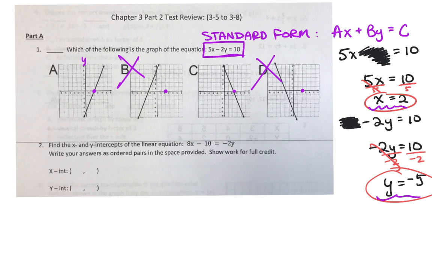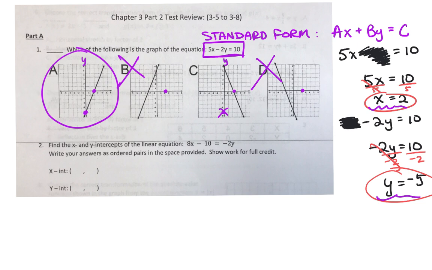So the y-axis, and I need a dot at negative 5. So I know now that the correct answer should be A because it has the correct x-intercept. It has the correct y-intercept. C has the right x-intercept, but not the right y-intercept. So that's one way you could do that. You could have also taken that standard form and changed it into slope-intercept form. We'll do that on another problem later.